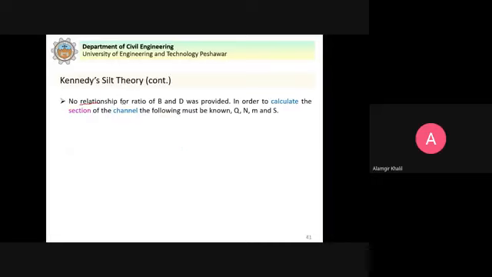No relationship for the ratio of B and D was provided. This is another drawback of Kennedy's silt theory. In order to calculate the section of the channel or canal, the following must be known. If we want to design a canal cross section according to Kennedy's theory, then this data must be known to us: the discharge, the rugosity coefficient, the critical velocity ratio, and the longitudinal slope of the channel.